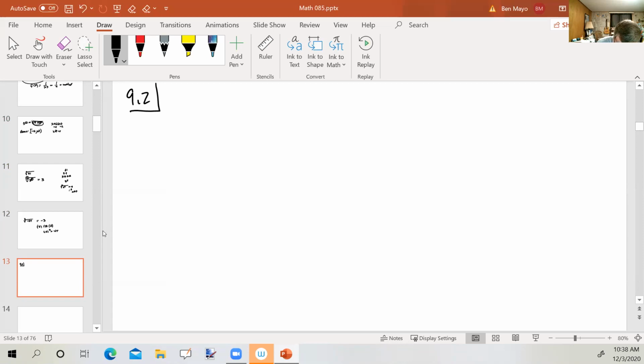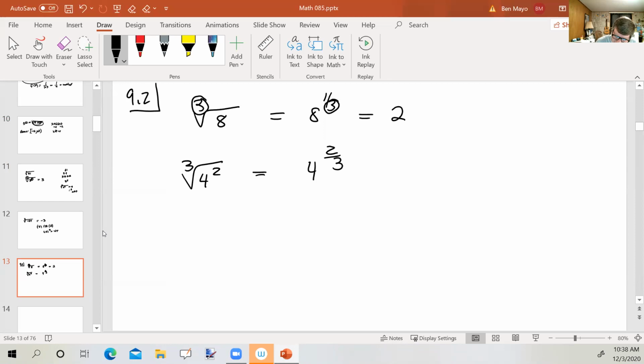So let's say I've got the cube root of 8. Its exponential equivalent form would be 8 to the 1/3 power. The index becomes the denominator of the exponent, and both of these are equal to the number 2. Let's say you've got the cube root of 4 squared. That would be 4 to the 2/3 power. The power inside is in the numerator of the exponent. The index is in the denominator.